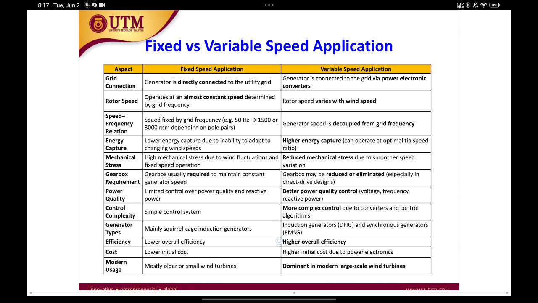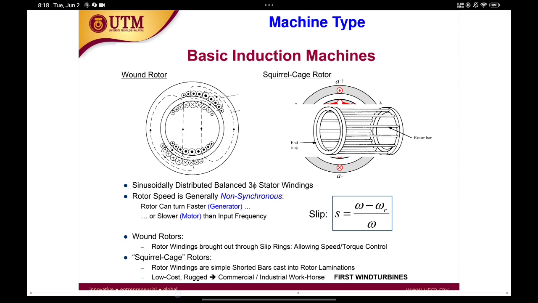Okay, efficiency, of course, fixed speed has lower efficiency and variable speed has higher efficiency. Cost, lower initial cost for fixed speed, and high initial cost for variable speed. This one is more older or small wind turbine, while variable speed is dominant in larger scale turbines. So most of it is already explained, and this is just a summary of the explanation given before. So I hope that one is clear.